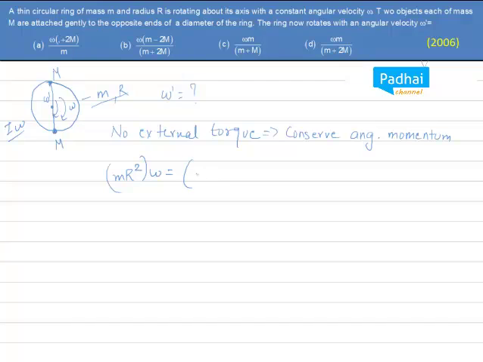What will be the angular momentum now? It will be m r square plus two masses attached at a distance r from the center, so that will be 2m into r square. This will be the total I into omega dash. So omega dash will be equal to m omega divided by m plus 2m, because r square will cancel out on both sides. So this is the answer, and option C is correct.